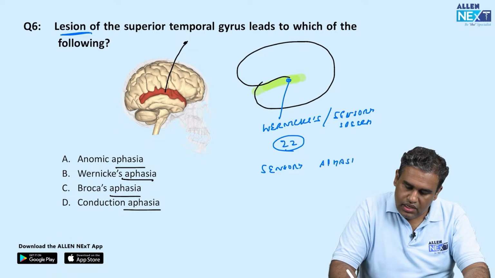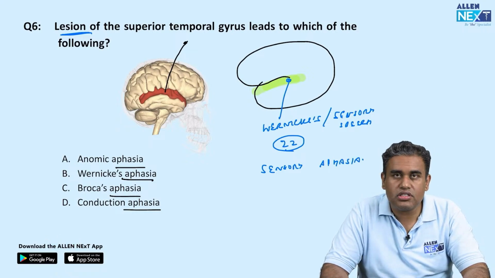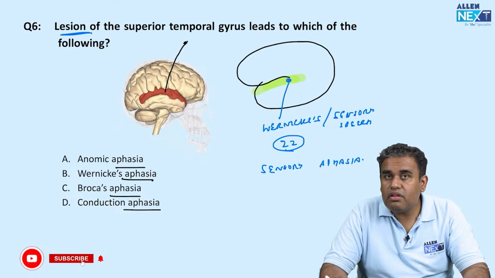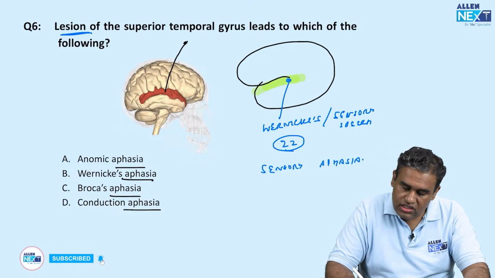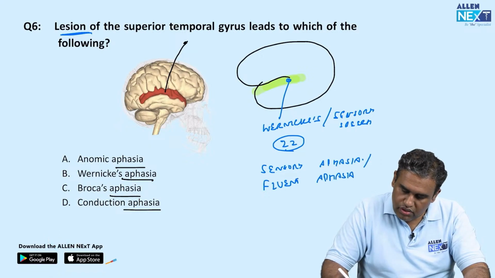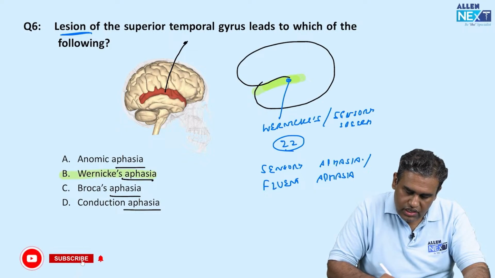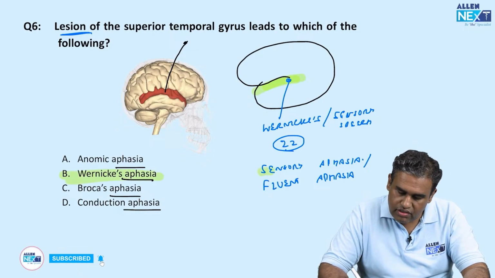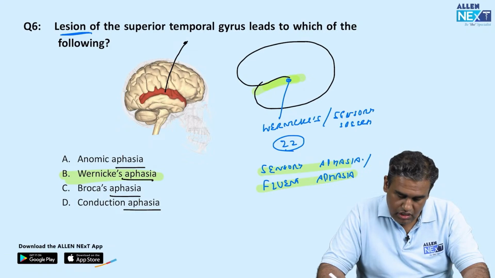Now, sensory aphasia means the comprehension of spoken language is lost. But they will be fluent. There's no problem in speaking out. So this aphasia is also known as the fluent aphasia. So if you look at the options, obviously it's straightforward Wernicke's aphasia, but other names are sensory or fluent aphasia.